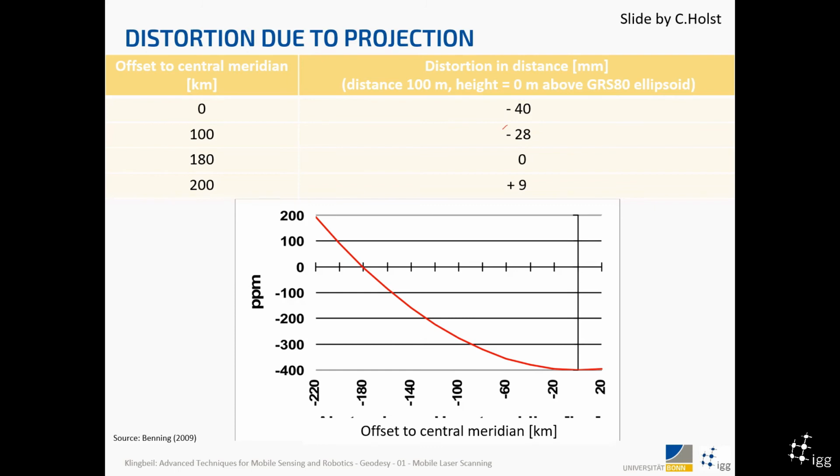This is a plot of the ppm, parts per million, of this distortion depending on the distance to the central meridian. So we can remember, in the worst case, for 100 meter distance, we have a distortion of 40 millimeters.